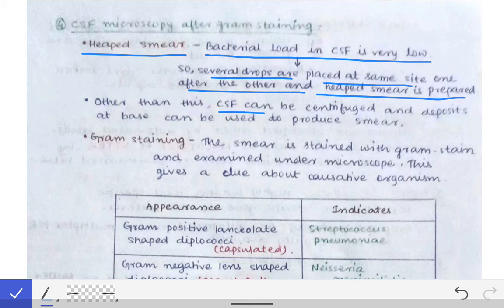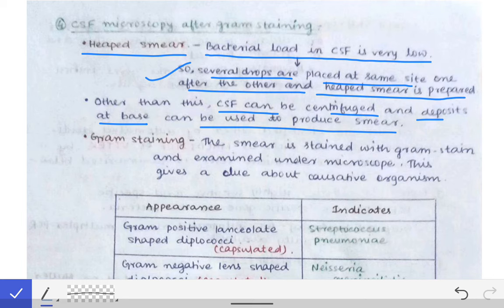Other than this, the CSF can be centrifuged also, and the deposit which is formed at the base can be used to produce the smear. So we have two ways to produce the smear with the CSF. Either we can produce a heaped smear by putting the CSF drop by drop, one after another, on the slide, and letting it dry. So we can prepare a heap and thereby a heaped smear, or we can do a centrifuge of the CSF, and the deposit can be used to produce the smear.